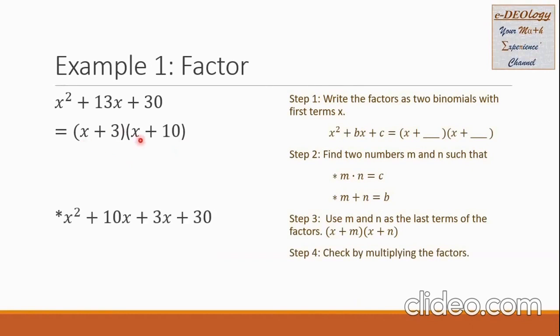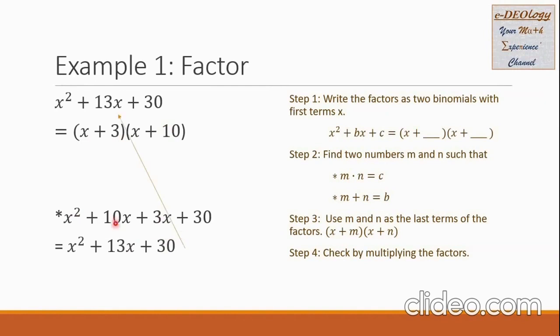So x times x will give me x squared. x times 10 will be 10x. 3 times x is 3x. 3 times 10 is 30. In the middle terms, the 10x and the 3x, we can combine them. And the final answer is x squared plus 13x plus 30.